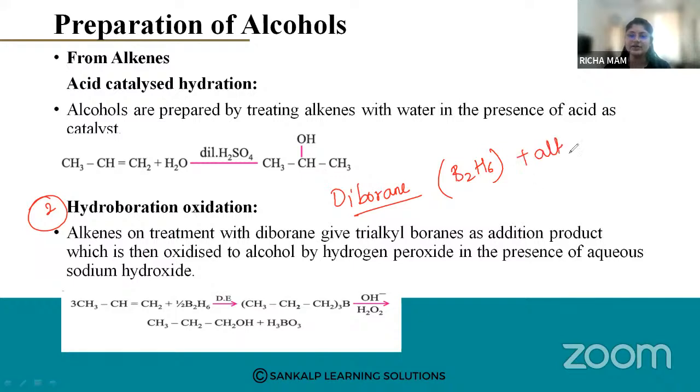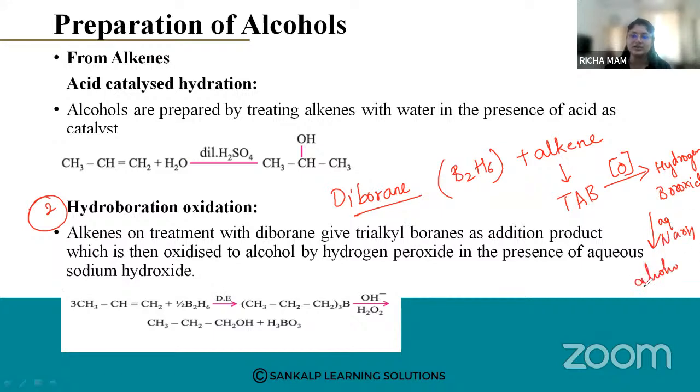an alkene. It will give you trialkyl borane. And this trialkyl borane, on oxidation, you will get hydrogen boroxide. And this in aqueous NaOH will further give you alcohols.